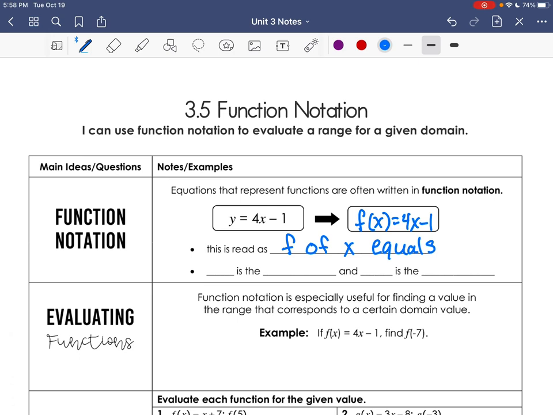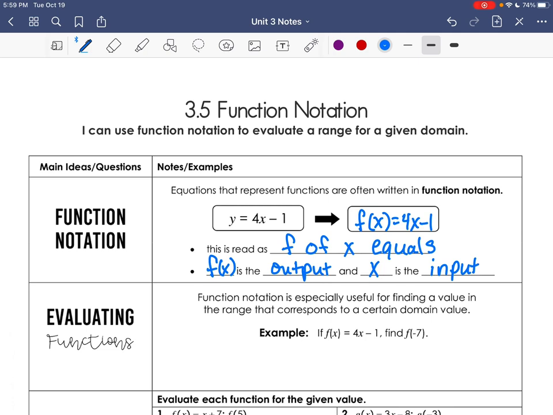So the f of x, what the f stands for is the function of x. And we know that x is the domain. So it's the function of that domain. It's equal to this equation. Some other things to know is that the f of x part is the output because it takes the place of y. And x, as always, is the input.